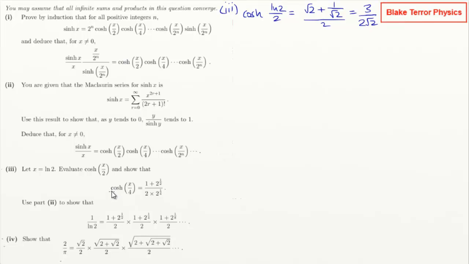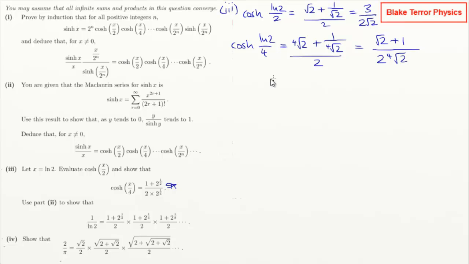Now we need cosh x over 4. Okay, well, that's not going to be too much more difficult, is it? We're just going to have some fourth roots on all of these. So let's do that over 4. So I'm going to get a fourth root of 2. And then I'm going to have 1 over the fourth root of 2, divided by 2. So that's going to be root 2 plus 1 over 2 lots of the fourth root of 2, which is what they've got. They've just written it with fractions rather than all of the roots that I've got.